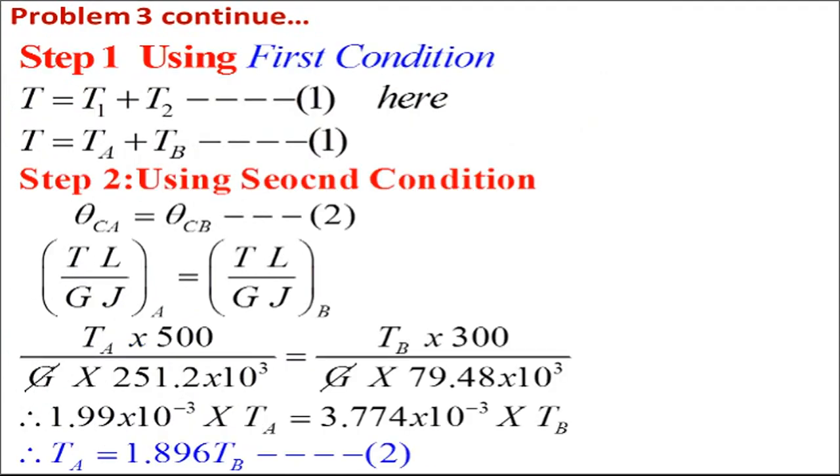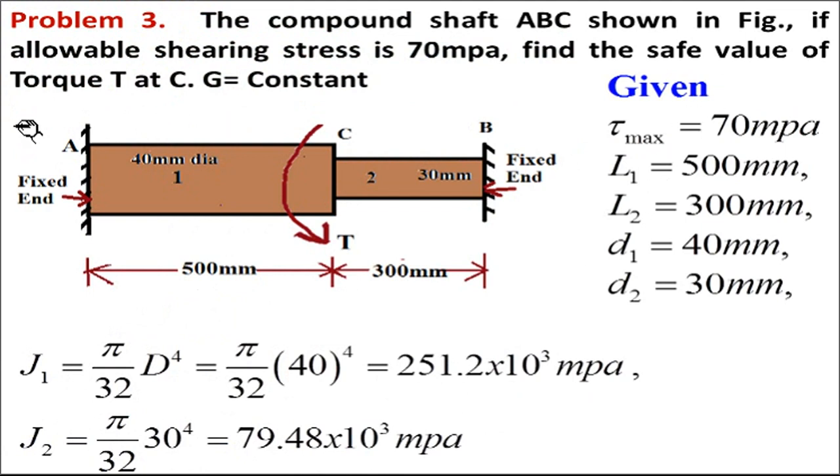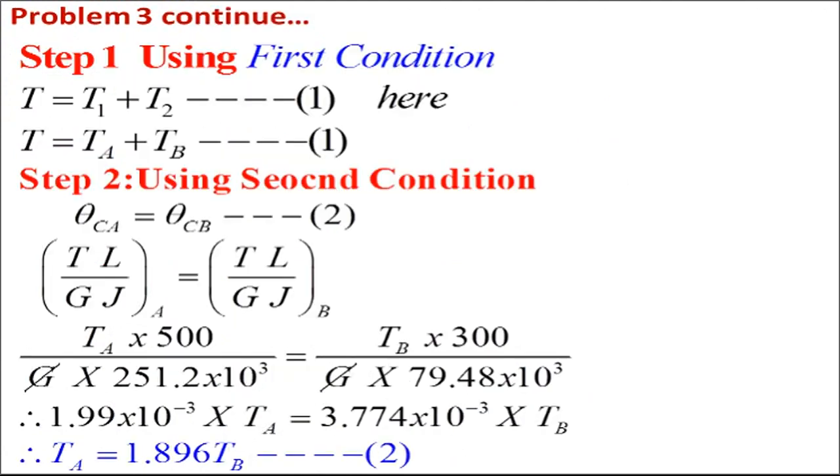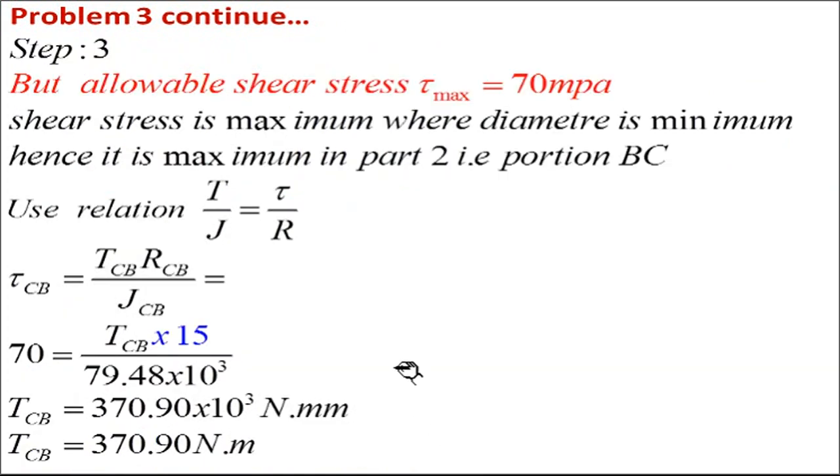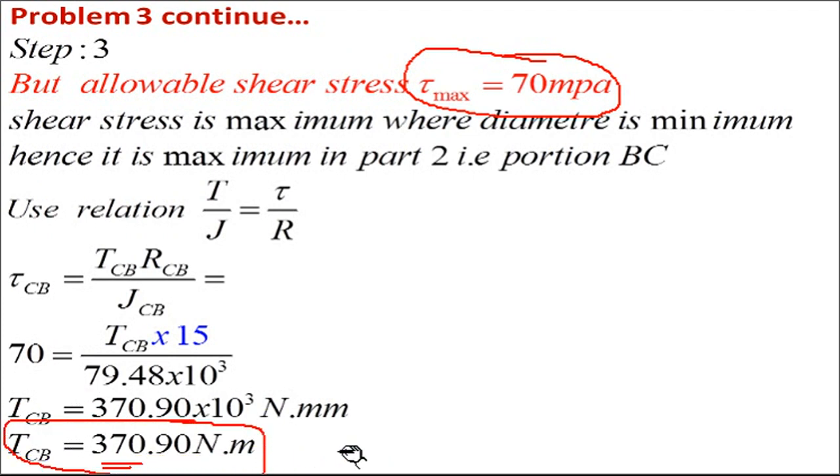But in the problem, what they have asked is to find the safe value of torque T. They have not asked to find both values of torque. They have asked what is the safe value of torque. Safe means what? When tau is maximum in the second bar, so the safe value of torque will also be in the second bar, and that is nothing but 370.19 Newton meter.